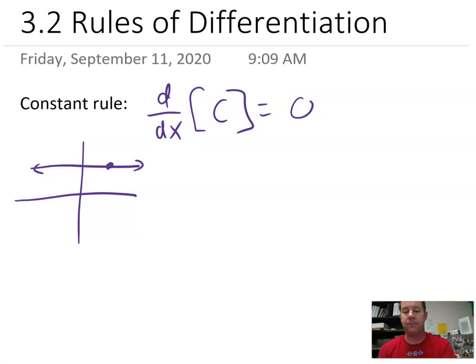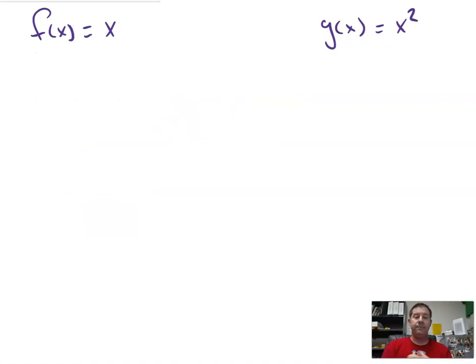Okay, next, before I bust out the big daddy rule of them all, the one we really want, I'm going to work through the derivatives of these two functions, x and x squared, using our limit notation, all right?